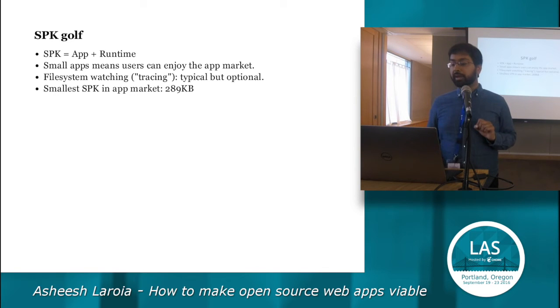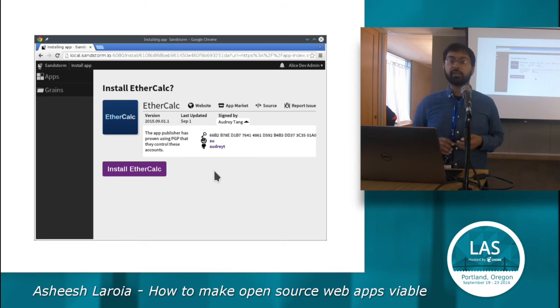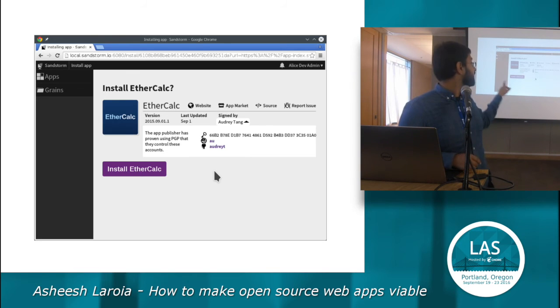There's another aspect of packaging that we handle, I think, pretty okay, which is app signing. So this is the UI that users see when they want to install EtherCalc. This shows them that the app is signed by a GitHub identity that they might actually know, Audrey T, a key-based identity they might know, which is AU. It shows a GPG key, fingerprint, and it shows a little bit of other metadata.